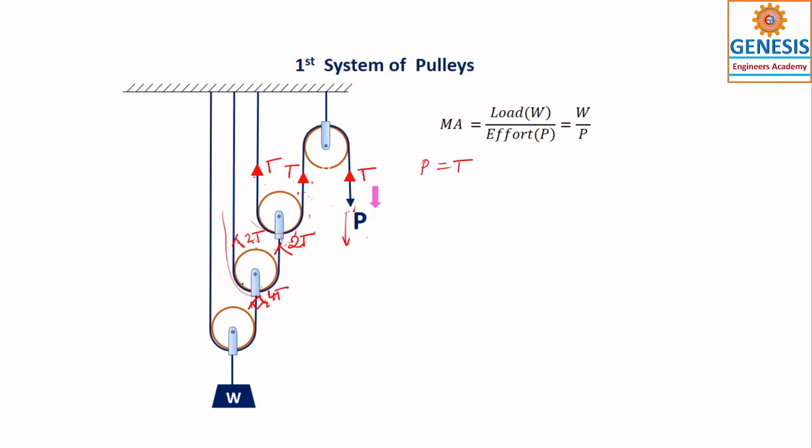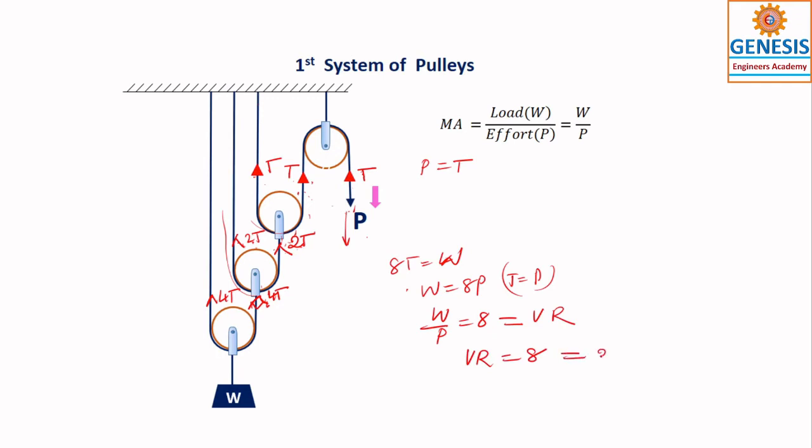So this upward force we use for our calculation of velocity ratio. This is 4T. Then 8T is equal to W. So that is equal to 8P. Since T is equal to P, then W by P is equal to 8. As it is an ideal condition, that is also the velocity ratio. Then velocity ratio is equal to 8.